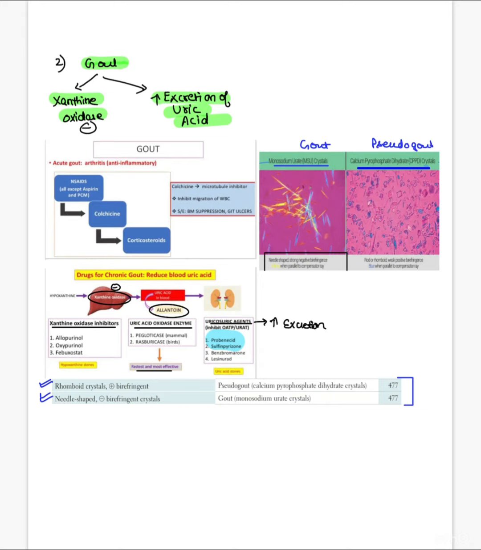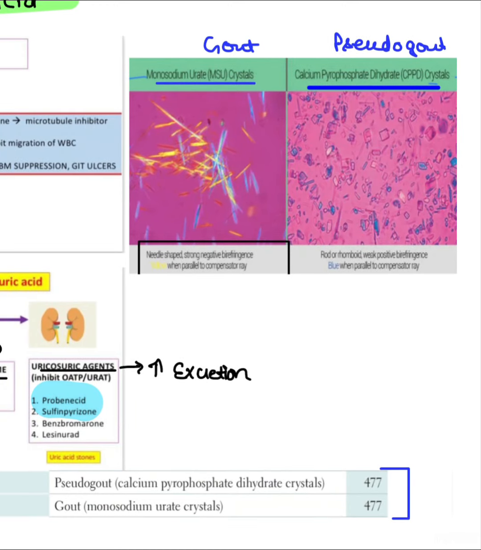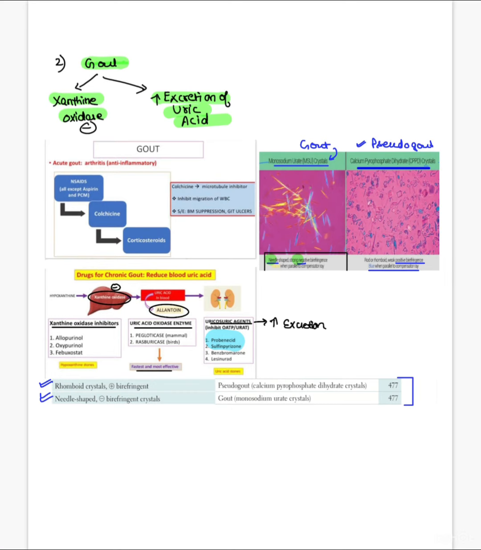Pseudogout crystals are positively birefringent, and they look blue when parallel to the compensator. Pseudogout is not due to monosodium urate crystals. Gout is due to monosodium urate crystals, which is basically a defect in purine metabolism. Monosodium urate crystals are negatively birefringent, which is very important. Needle shaped crystals are negatively birefringent. They asked this question this time, and that is again important.